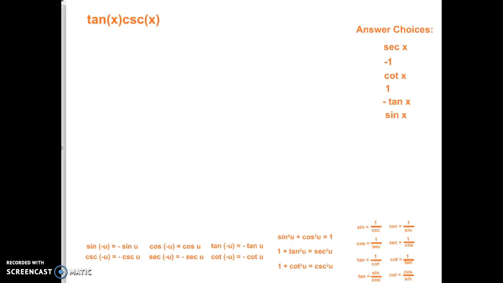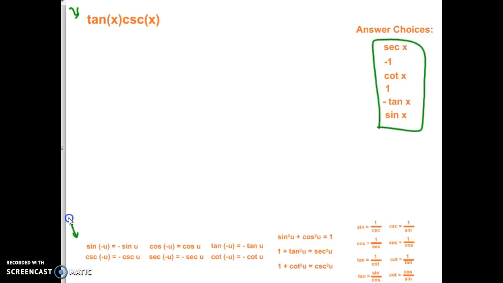If you'll notice on the bottom of the page, I have tons of identities, which can be found on your yellow sheet. And first thing I'm going to do is simplify this expression. These are my answer choices. I'm going to see which one it is.